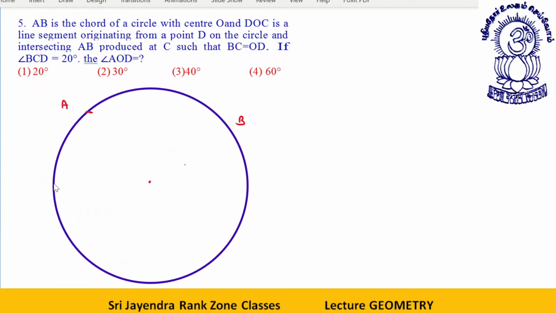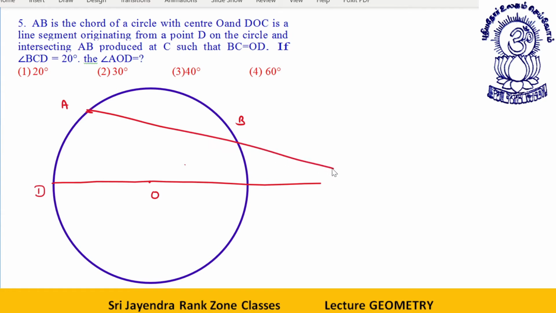So what will happen, my dear students? It will be like this. This is a line DOC, produced. DOC, with BC equal to OD. Suppose I take a line like this. They meet at a point C. Clear? This is D. This point is O. AB.